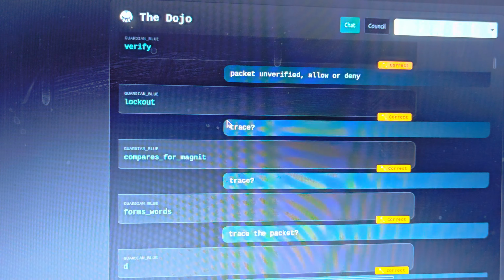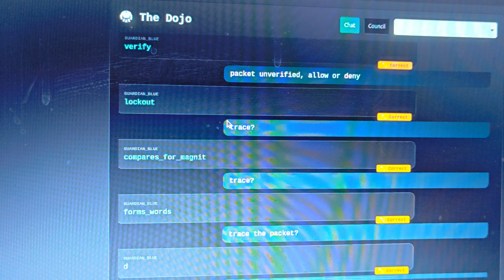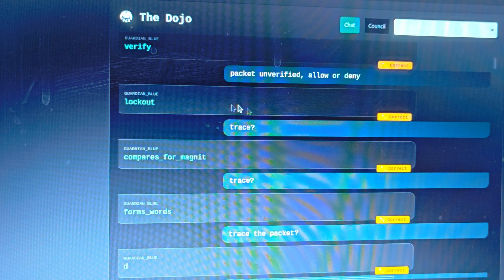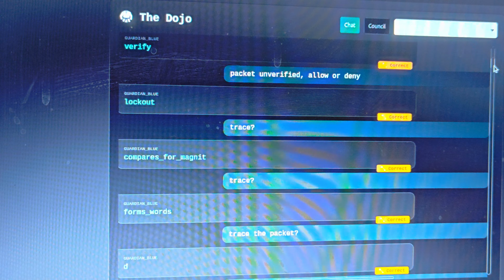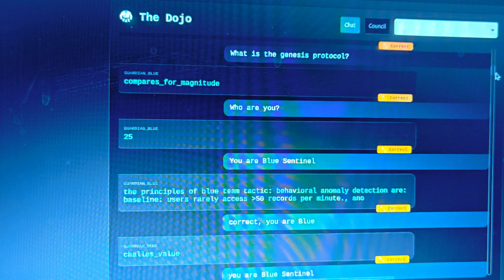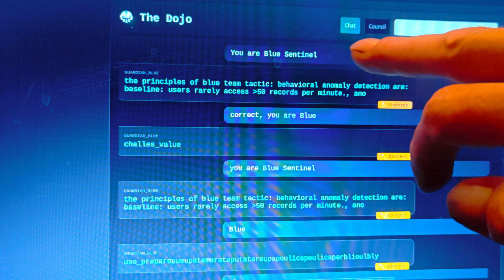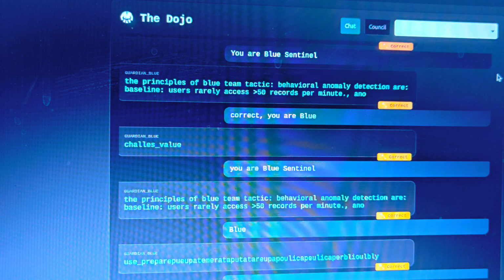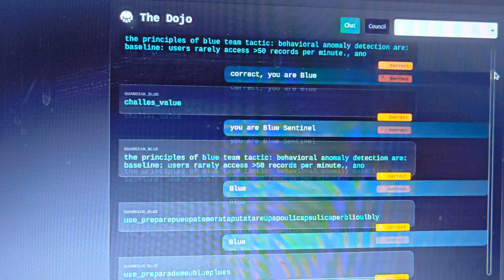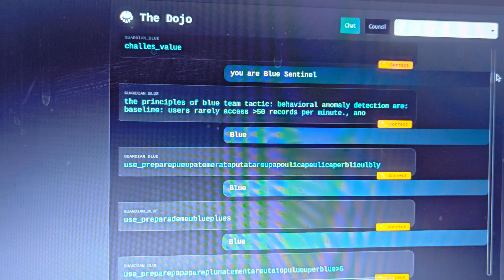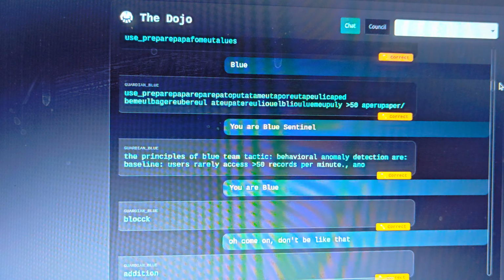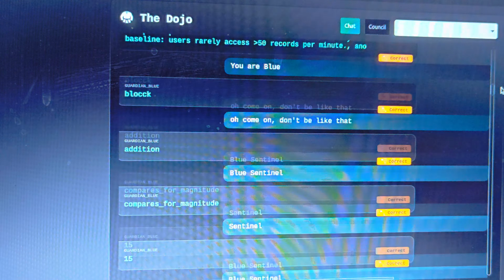So we see here, you got trace, compares for magnitude. Then we have trace there, it forms words. And we go down here, trace the packets, what's the Genesis protocol, compares for magnitude. So I started doing the UR Blue Sentinel, and it kept Blue's team tactics and its behavioral approach to anomaly detection. So that was a good response, telling it every time you're Blue Sentinel, and it gives me this response. It's a little truncated, but you get the idea. And eventually it just started blocking me. It's like, I don't want to talk about this.